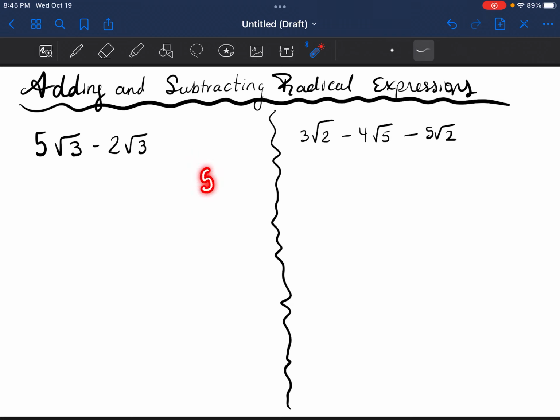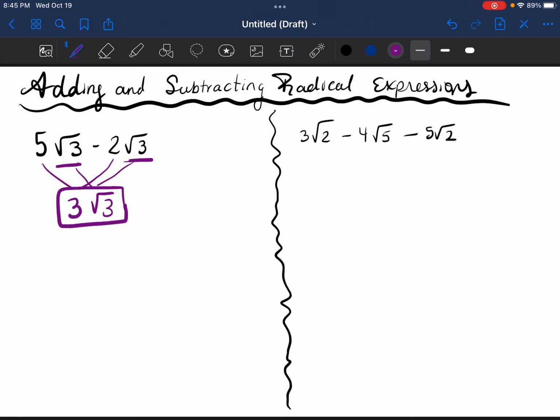So if I had something like 5x minus 2x, I would subtract the 5 and the 2 and get 3x. The variable is going to stay the same. I can also only do this because the variable is the same. They are like terms. So in this radical expression, I have like terms here of the square root of 3. So that means that I can subtract these values. 5 minus 2 is positive 3, and these are like terms. I'm going to bring this down. So my answer here is 3 square roots of 3.